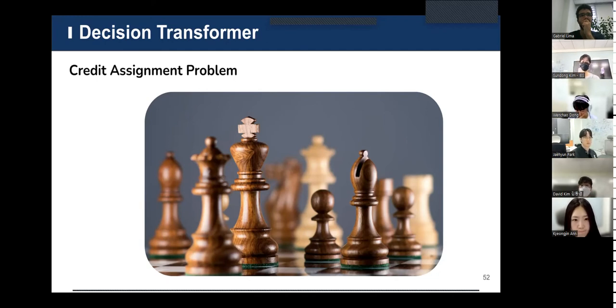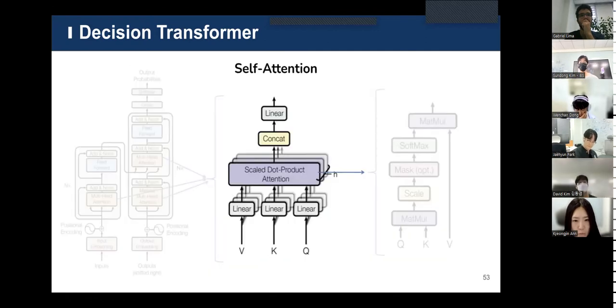But decision transformer actually sort of sidesteps this problem by using self-attention. Transformers are very good at remembering its past outputs. So by performing self-attention, it's able to just immediately assign credit to every single move at the same time. So that's one of the main reasons decision transformer is being researched and being used.